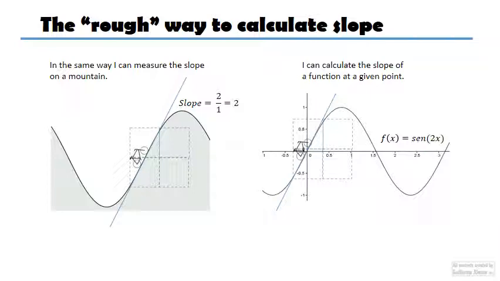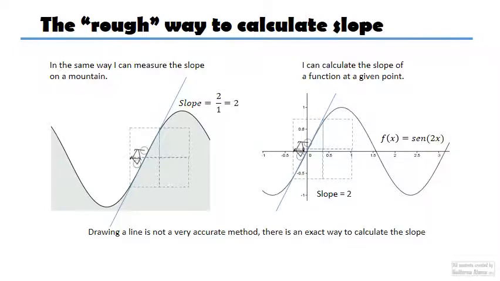But the cool thing about mathematics is that we end up having perfectly accurate methods. So drawing a line is not very accurate. There's an exact way to calculate the slope of the function at a point. You can realize that here, the slope is going to be 0. The slope here is going to be negative because I'm going downhill. Here it's going to be 0 again because I'm flat. If you put the bike here, it's not going anywhere. But at each point, if I just draw the line, it's not going to be very accurate.